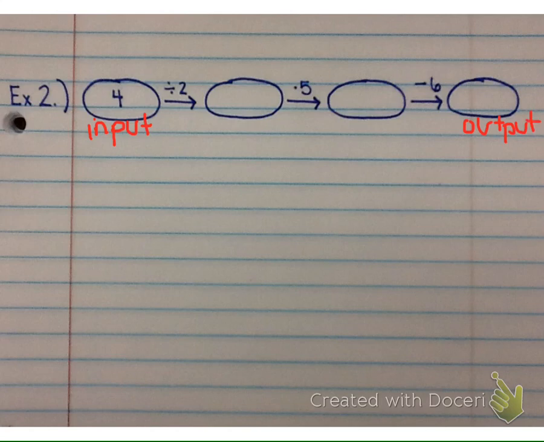Let's start with our input and complete each operation to get to our output. 4 divided by 2 equals 2. So I put the quotient in my next oval. 2 times 5 equals 10. So I'll put that product in the next oval. 10 minus 6 equals 4. So I put my difference in the last oval. 4 is my output.